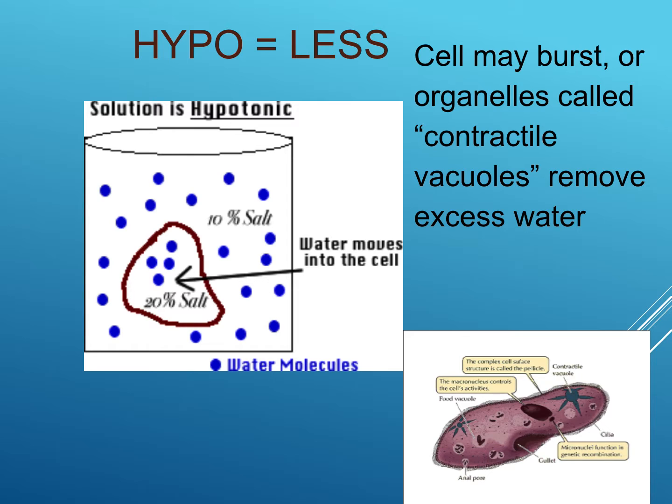Hypo means less. So if we're looking at a hypotonic solution, that means there's less salt located outside the cell than inside the cell, which means that because salt sucks, it will move water into the cell. This could cause the cell to burst, but there are some cells that have organelles called contractile vacuoles. So those will actually push the water out of the cell if there's too much coming in.